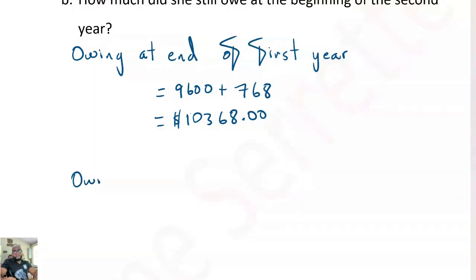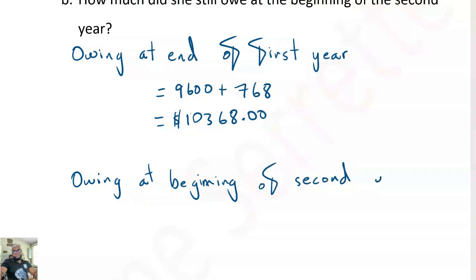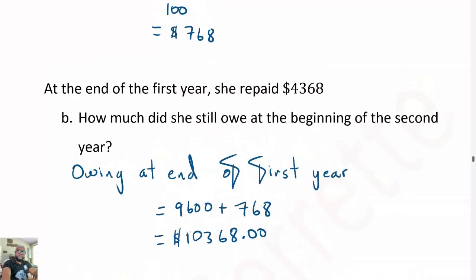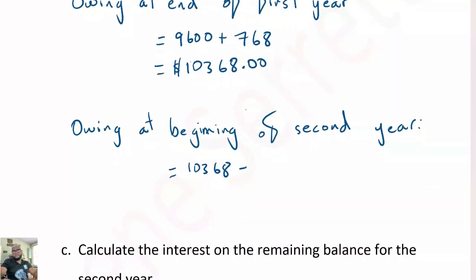So owing at the beginning of the second year will be 10,368 minus how much she paid off, 4,368. So she was still owing 6,000 flat.